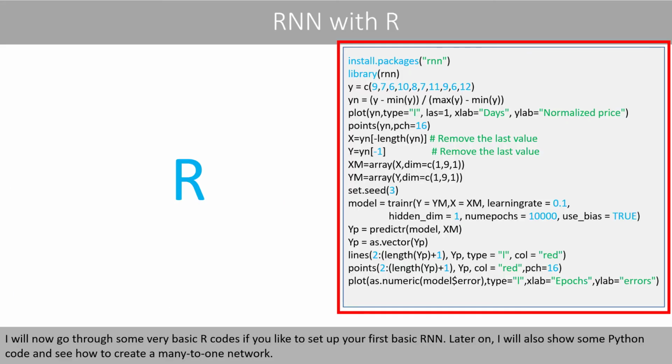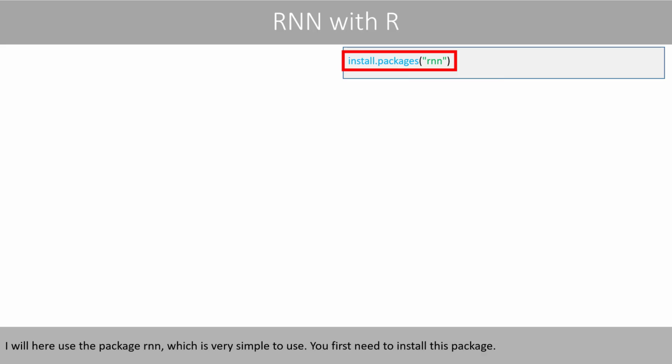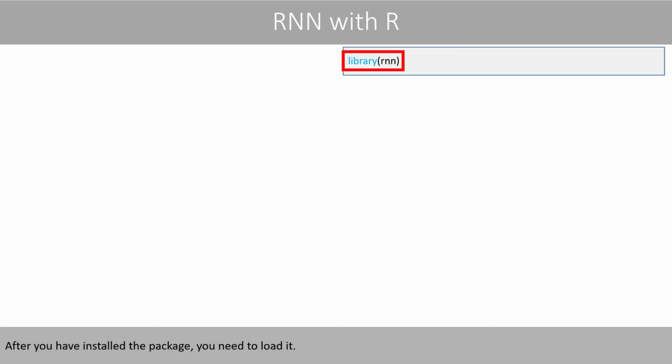I will now go through some very basic R codes if you like to set up your first recurrent neural network. Later on, I will also show some Python code and discuss how to create a many-to-one network. I will here use the package RNN, which is very simple to use. You first need to install this package. After you have installed the package, you need to load it.